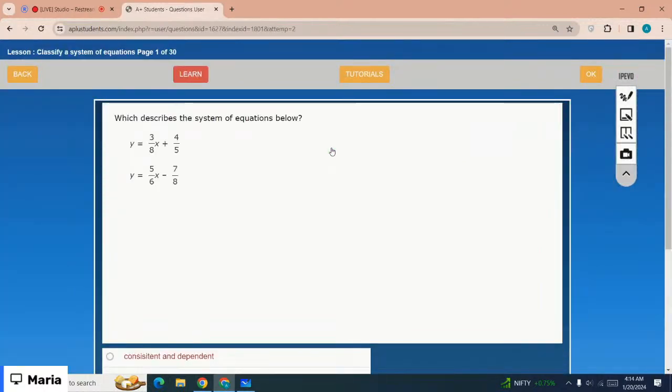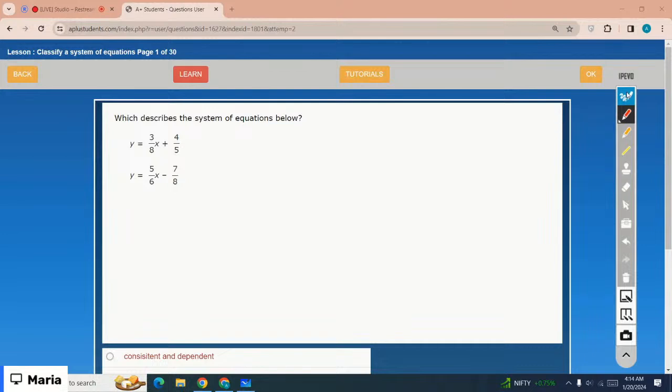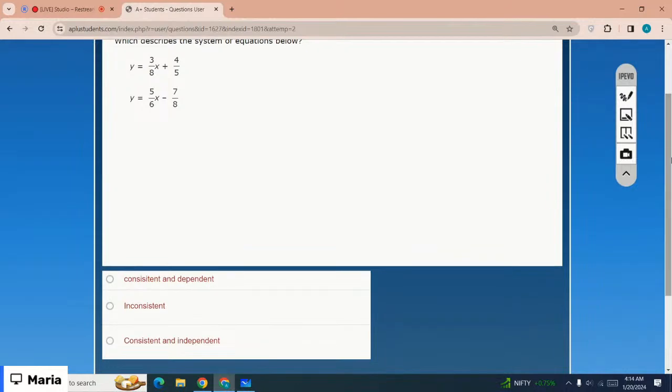Okay, which describes the system of equations below. y equals 3 by 8x plus 4 over 5, and the second one is y equals 5 by 6x minus 7 over 8. For the first equation, the slope is 3 over 8 and the y-intercept is 4 over 5. For the second one, the slope is 5 over 6 and the y-intercept is negative 7 over 8, right? So both equations have different slopes. That means the lines intersect at one point.